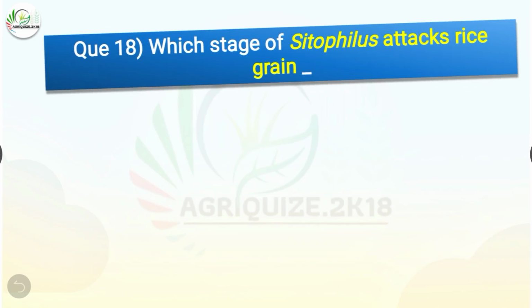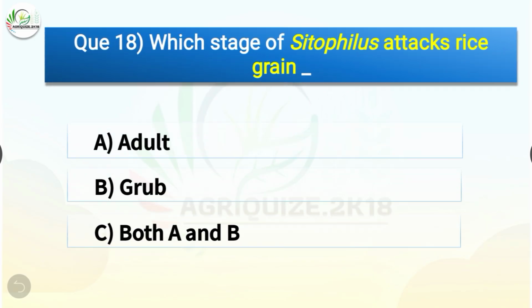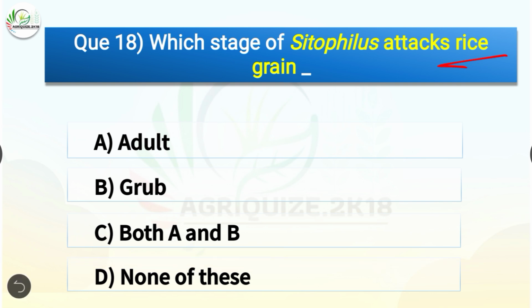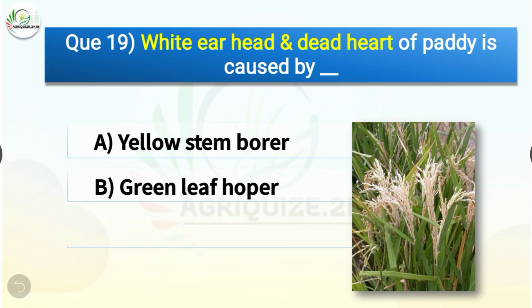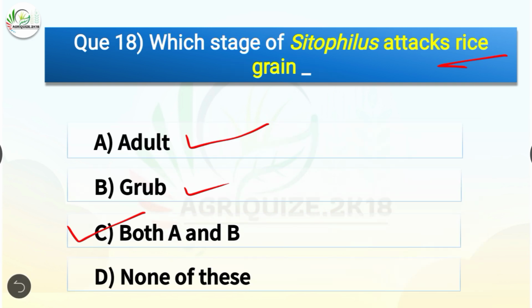Question number 18. Which stage of Sitophilus attacks rice grain? The options are adult, grub, both A and B, or none of these. The correct answer is option C, both A and B, which includes adult and grub. So adult and grub stage of Sitophilus attacks rice grain. Rice weevil, the scientific name being Sitophilus oryzae, infests the grain both in storage and field condition and is destructive to wheat, corn, rice and sorghum.